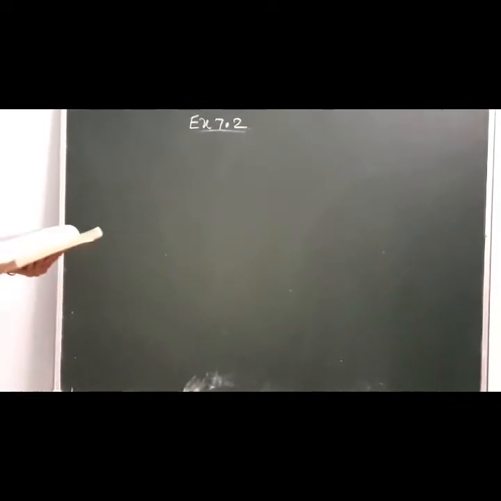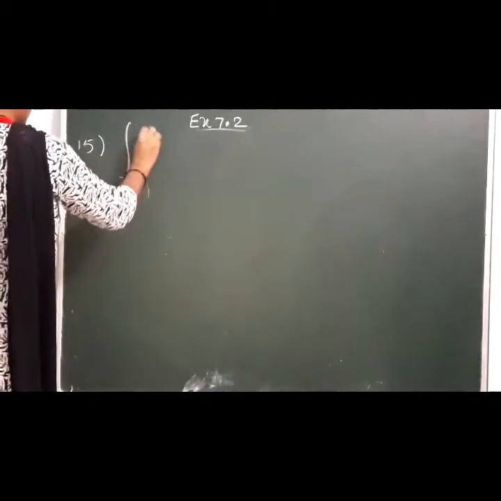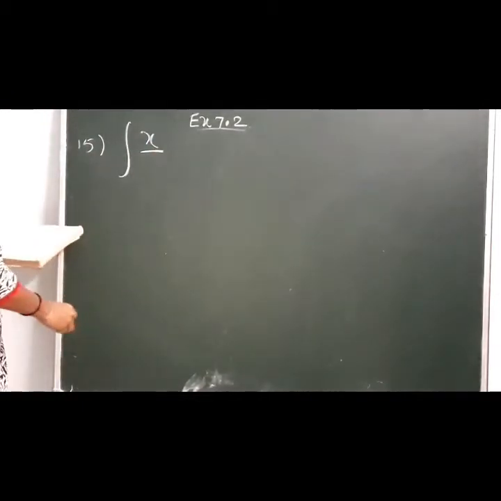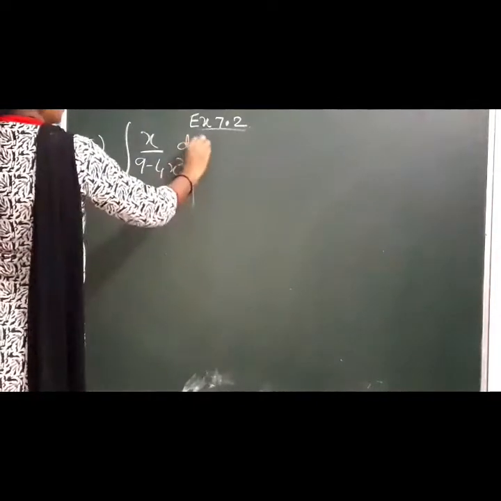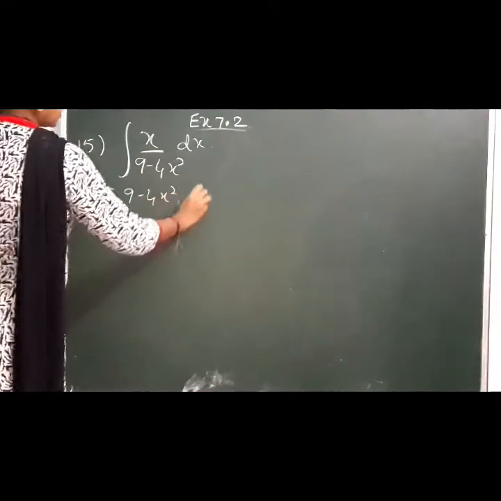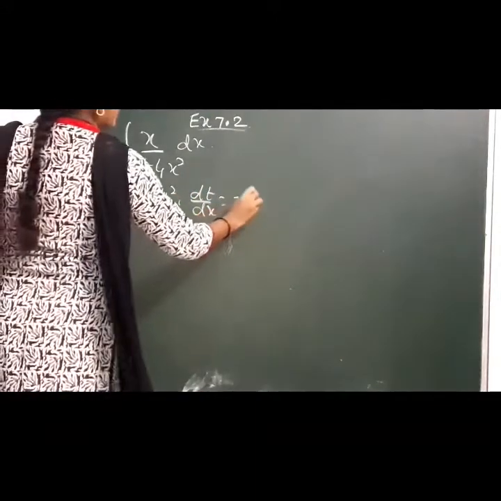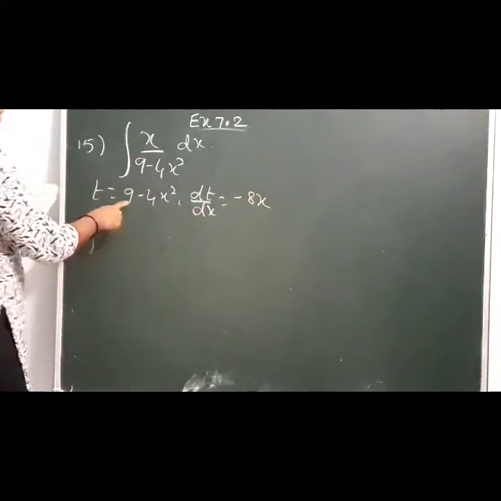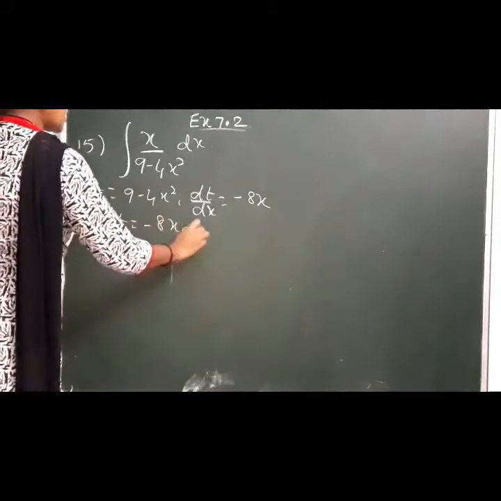Question number 15. What is question number 15 here? x upon 9 minus 4x square, dx. So let us substitute t is equal to 9 minus 4x square. So dt upon dx, similarly differentiating with respect to x, that is minus 8x, because 9 is the constant here. So dt is equal to minus 8x dx.